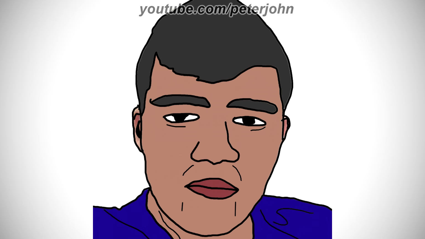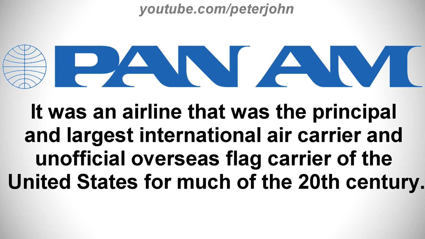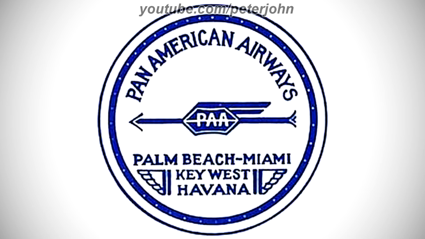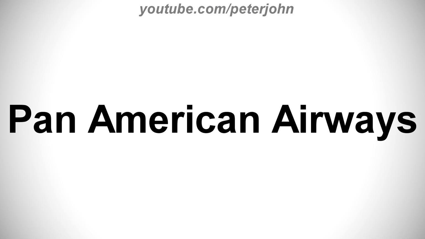Okay, now I'm gonna talk about Pan Am. It was an airline that was the principal and largest international air carrier and unofficial overseas flag carrier of the United States for much of the 20th century. 1927 to 1927, here we have the logo of the first Pan Am's name, Pan American Airways.